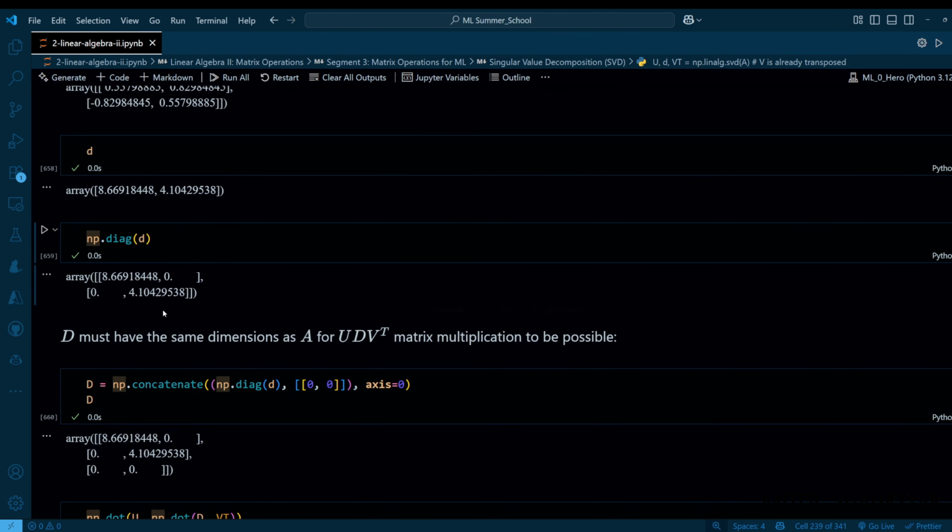But as a whole, if we want to multiply this particular D with U and VT, we can't do that because of the rules and regulations we have for matrices, the size. There are a lot of rules, right? So what we have to do is make these vector values into a matrix where the size is equal to U and VT.